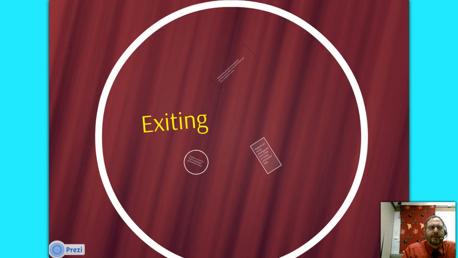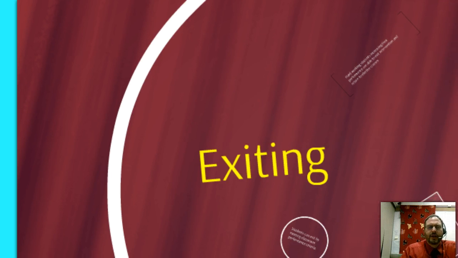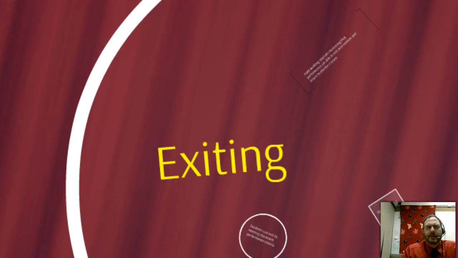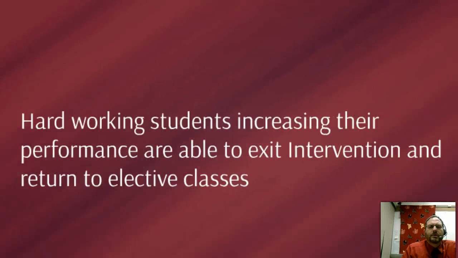Finally, the intervention math classes and reading class are a little bit different than the other classes that students take here at Worthington Middle School. My class doesn't have to be a forever class. This class can be something that students exit after a quarter or a semester. It all depends on how hard they work. And when they exit the intervention class, they go back to one of their elective classes. So we have hardworking students increasing their performance, and they're able to exit intervention and return to elective classes.